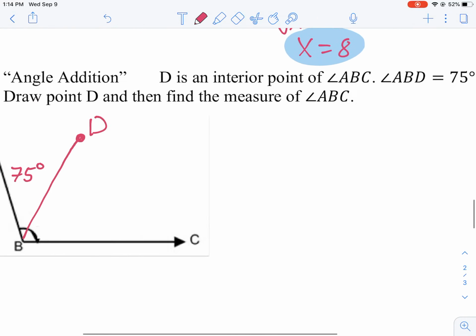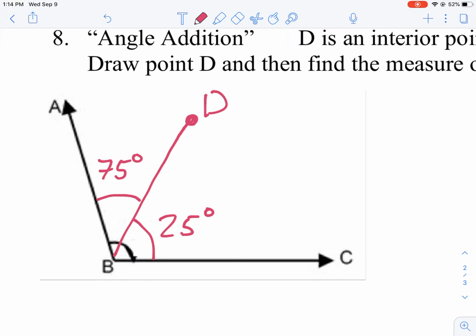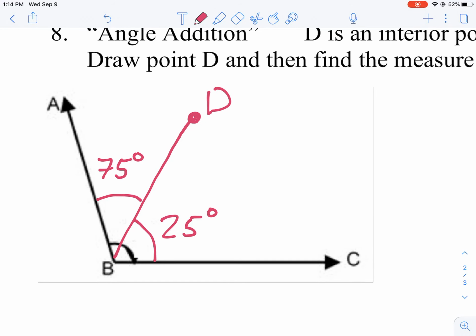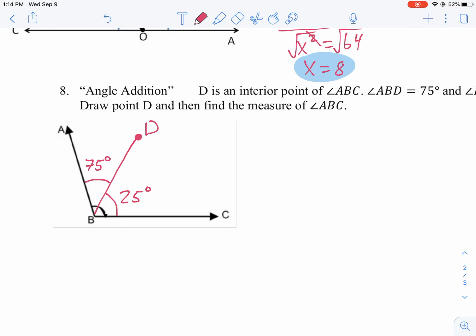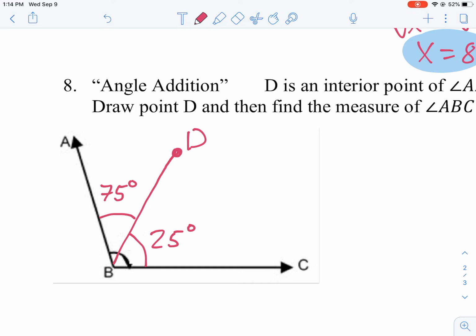Then we have DBC, that's this one right here. That's 25 degrees. So did I make my picture good? No, but it doesn't matter. It's all about labeling it. Who cares that the 25 looks bigger than the 75? All right, so draw in point D, and it says, then find the measure of ABC. So ABC is our whole thing.